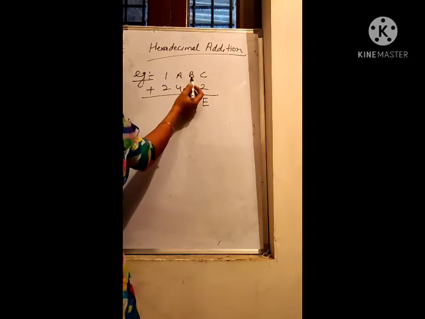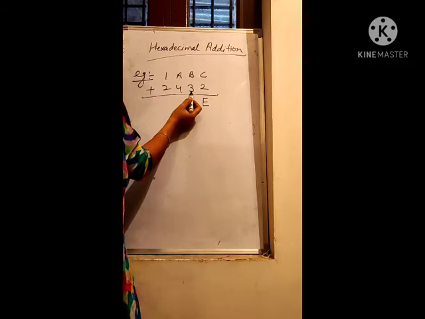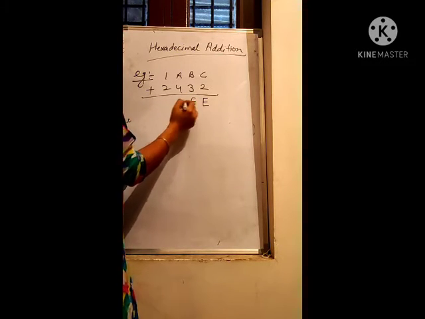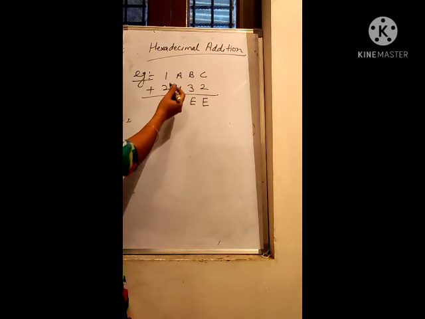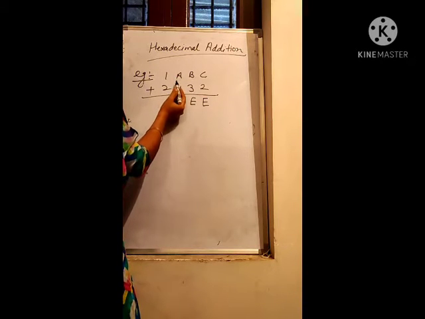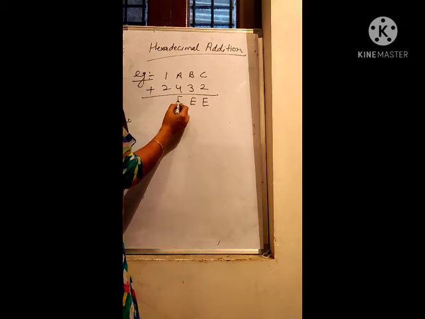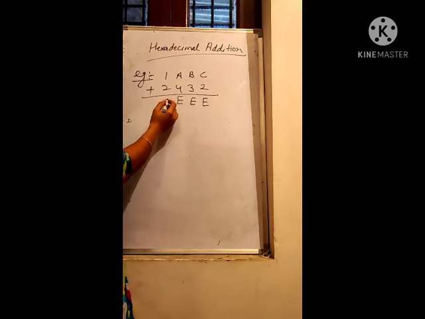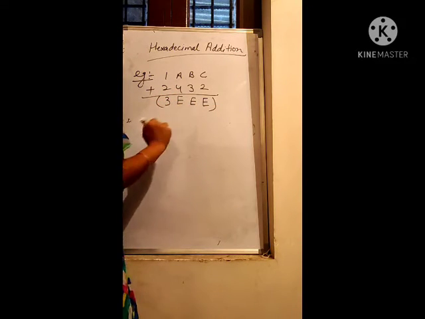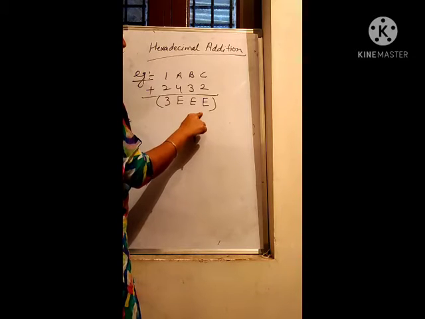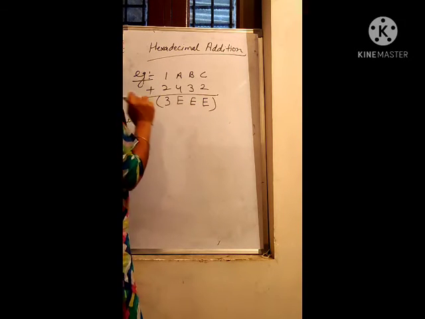So here it is 11. 11 plus 3, 14 again, so here it is again E. Then A, it means 10. 10 plus 4, 14, again E. 2 plus 1, 3. So this is our answer. There is no carryover to the next position because all the sums are less than 16.